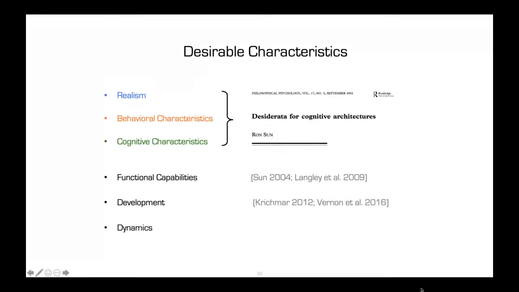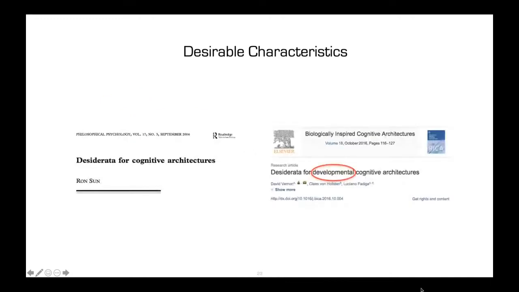There are many desirable characteristics of a cognitive architecture. Ron Sun has a very famous paper called Desiderata for cognitive architectures. Pat Langley has a paper on this. Jeff Krichmar addressed the developmental aspect. And it's a great paper, the Ron Sun one, so we thought we'd get in on the act.